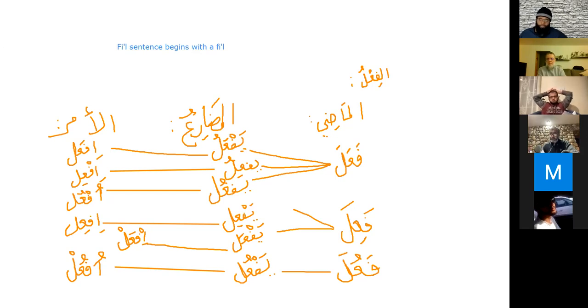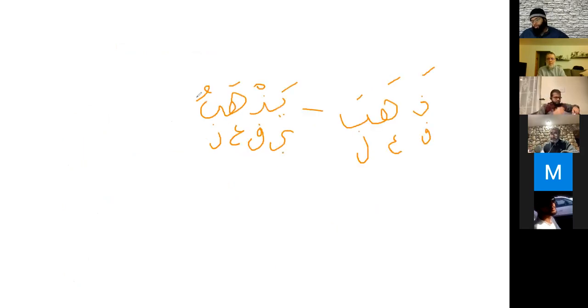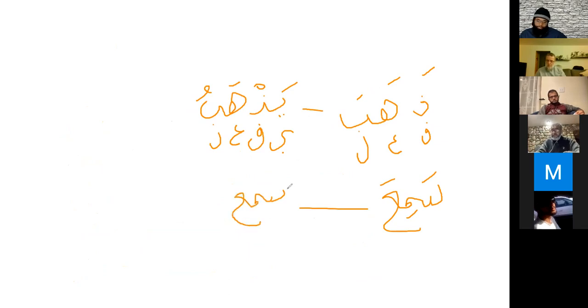So ذهب, يذهب, right? Now this one, سمع. The مضارع would be يسمع. Yes, يسمع.